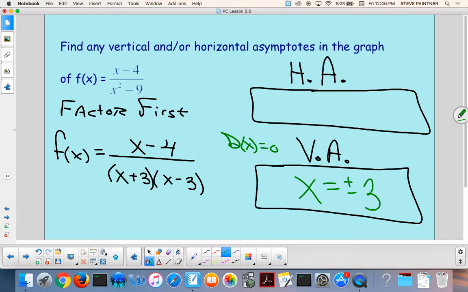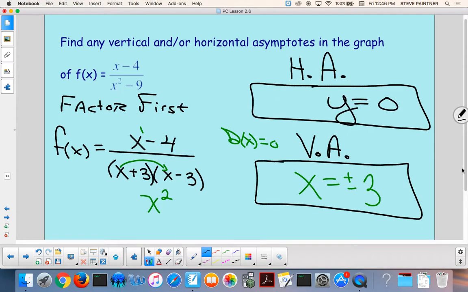Horizontal. This is all you got to do. There was nothing canceling out. So you got to understand that this down here is really an x squared polynomial. This on top is x to the first. If the degree on top, the numerator, is smaller than the degree on the bottom, it's automatic what? Y equals 0.